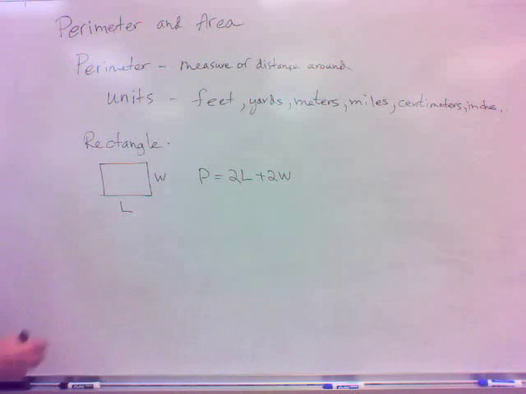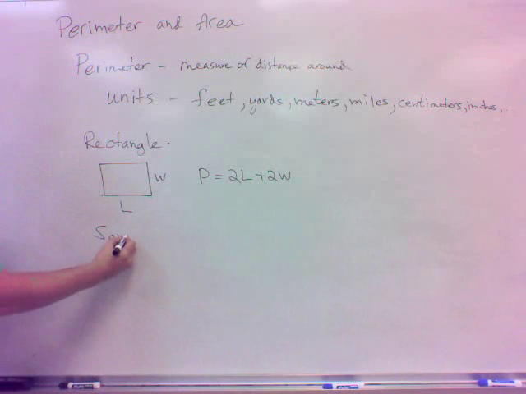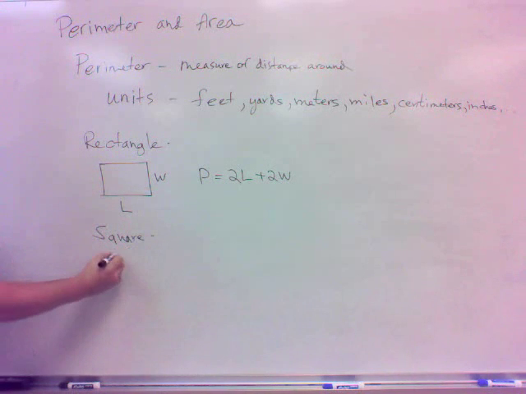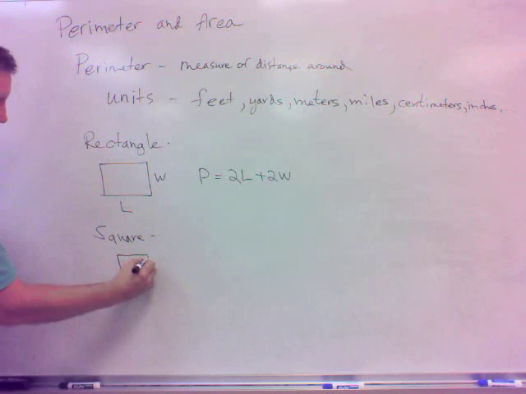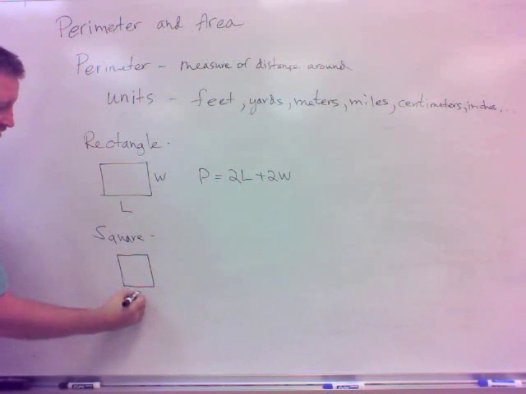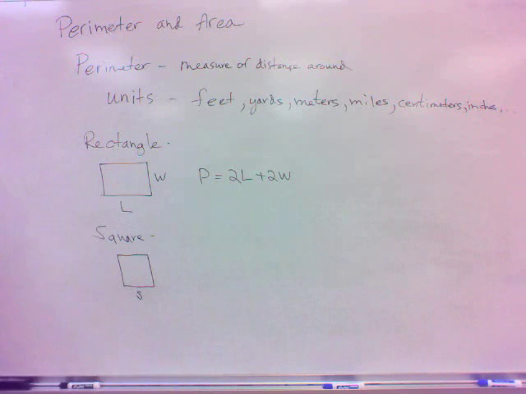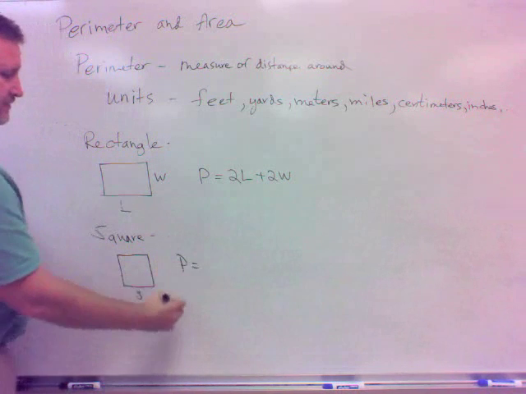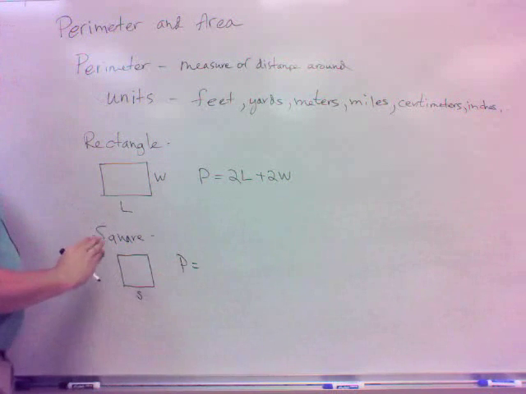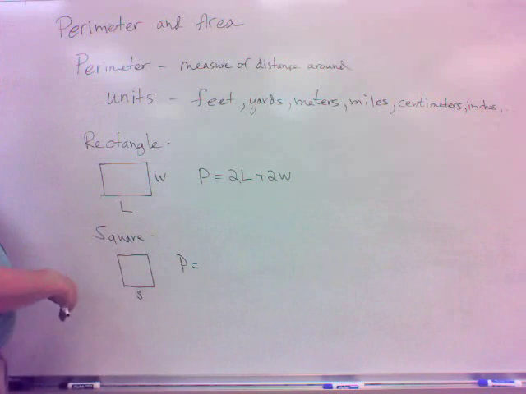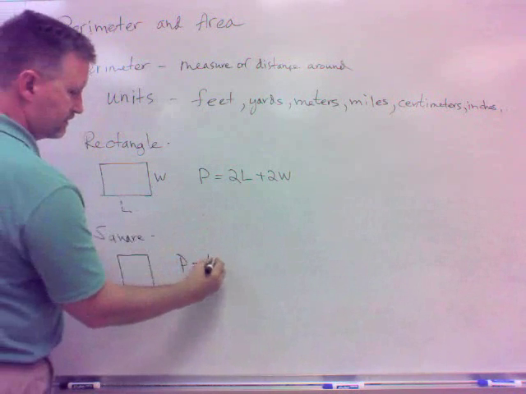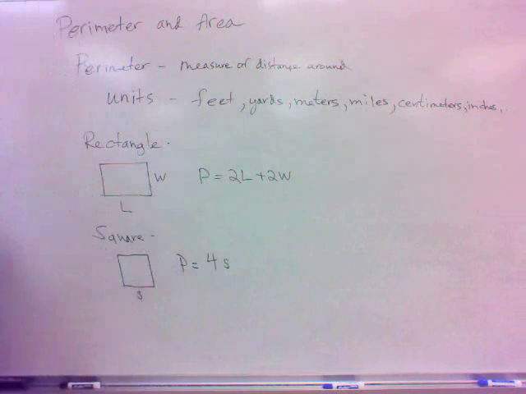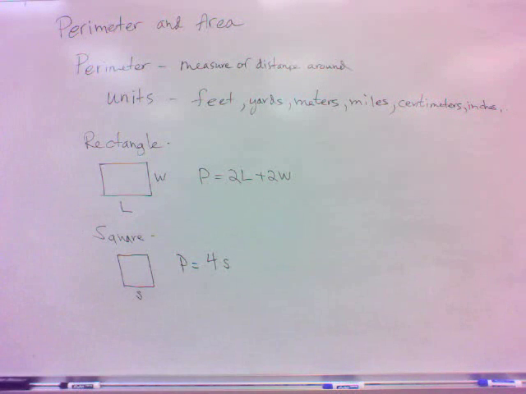Then for the square, there'd be a nice little formula for it, wouldn't there? Because on a square, all the sides are the same. Usually they call it S. So what would be the formula? S plus S plus S plus S, which is 4 times S. Yeah, 4 times S.